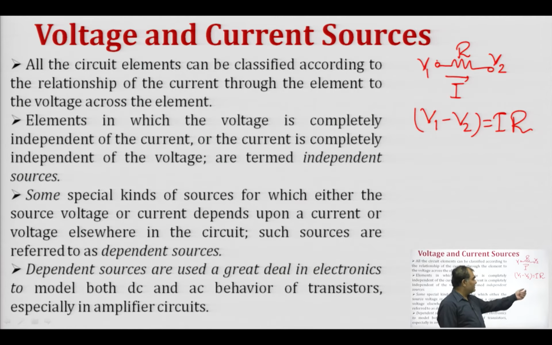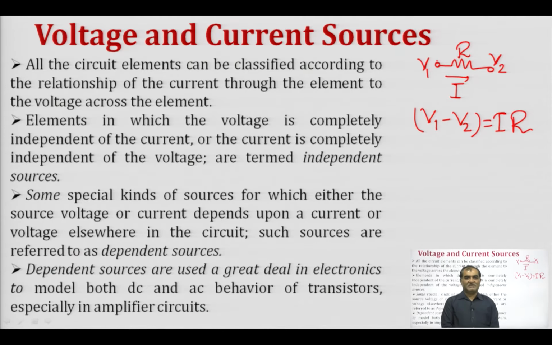If we try to see the relationship between current and voltage for this particular element, we see that there is a linear relationship. Elements in which the voltage is completely independent of the current, or current is independent of the voltage, we term them as independent sources. Some special kinds of sources for which either the source voltage or current depends upon a current or voltage somewhere else in the circuit are referred to as dependent sources.